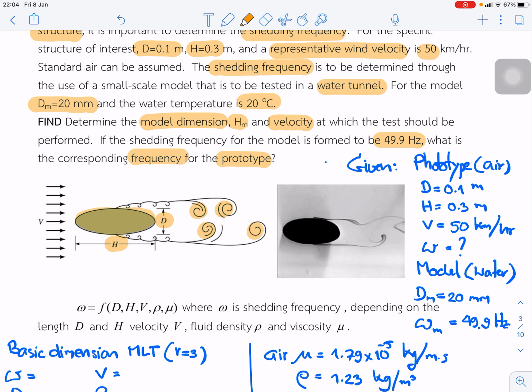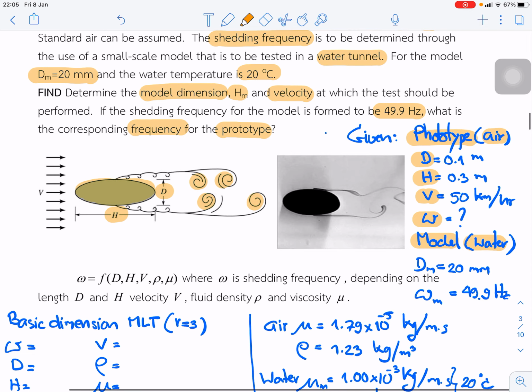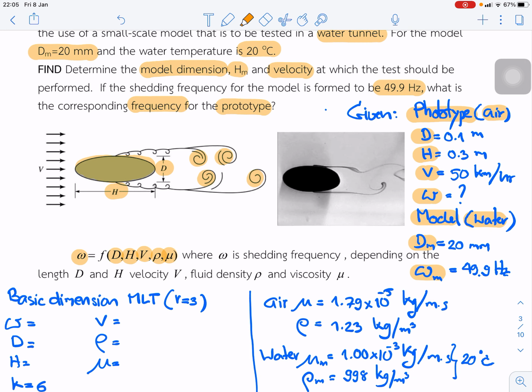That is what we have for the prototype. The prototype is air, but we are going to use water for the model. That is the given dimension for H, and the question is what is the shedding frequency omega. And for the model we have Dm, and the frequency for the model is 49.9. So we have 1, 2, 3, 4, 5, 6 parameters. So we have 6 variables.